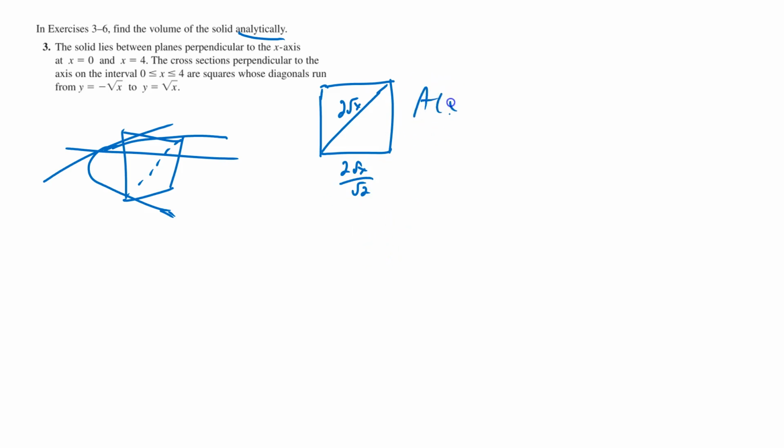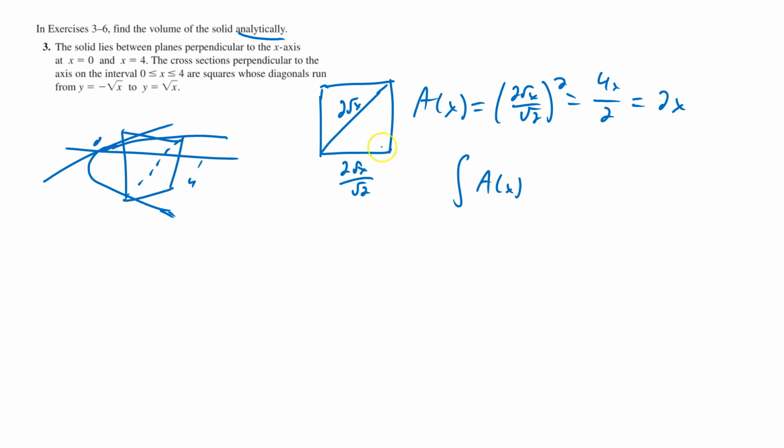So the area at one spot is going to be just 2 root x over root 2 squared, which is 4x over 2, which is 2x. So now we have to integrate 2x. So we integrate, remember, A of x, in this case from 0 to 4, because that's how far they want us to go, dx. So that's going to be the integral from 0 to 4 of 2x dx.